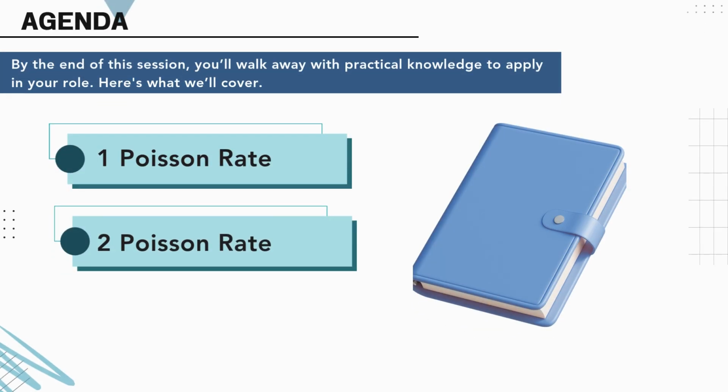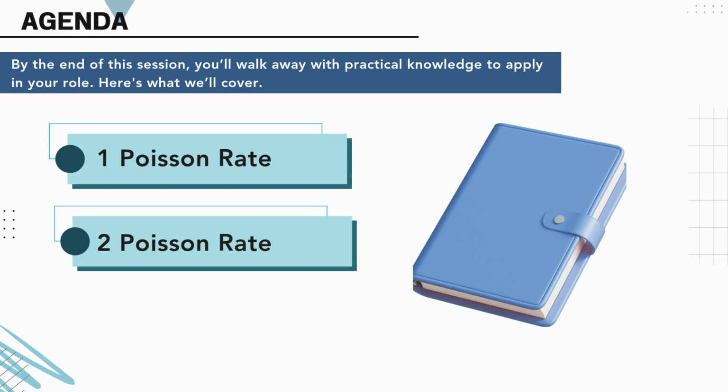Welcome everyone to today's session. In this session, we'll explore a powerful statistical tool used in process improvement, Poisson rate tests. These are particularly useful when you're analyzing how frequently events occur in a given time, space, or batch. By the end of this training, you'll have practical, hands-on knowledge to apply these tests in your work, whether you're monitoring defect rates, service interruptions, or any type of count-based occurrence.